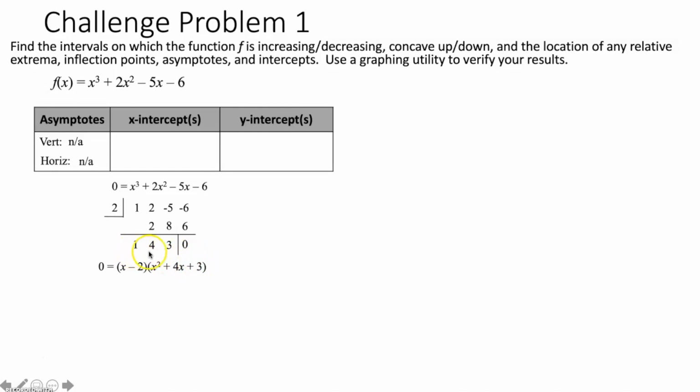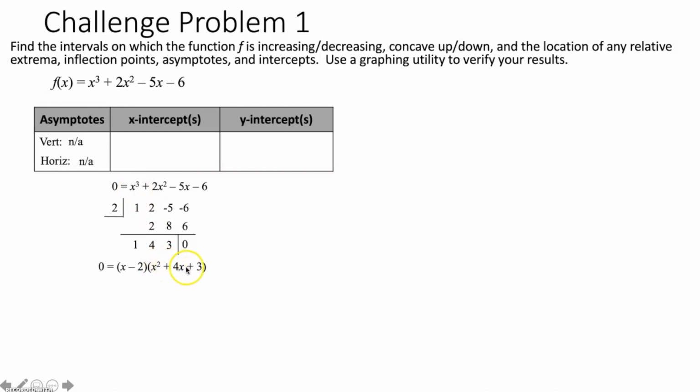Over here, I then write what I get when I use synthetic division. Remember, I have to start with 1 degree less than what I started with up here. So that's why it's 1x squared plus 4x plus 3. Now, this is this polynomial factored, but not completely factored.